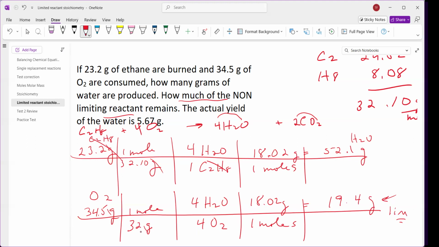Okay, so you always have to do as many calculations as you have givens. So we had 2 givens, 2 of these calculations. 3 givens, we have to do 3 of these calculations.